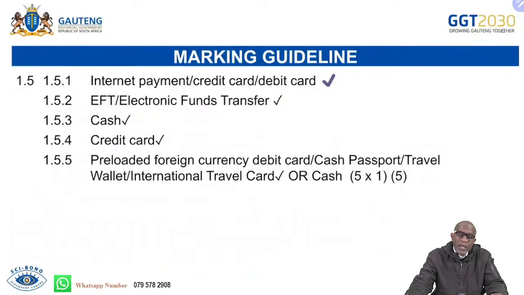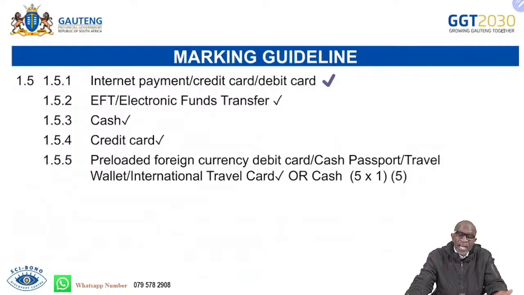Here they are. 1.5.1, internet payment for your flight. You can use internet payment or a credit card or a debit card. 1.5.2, you can use an EFT or electronic funds transfer. 1.5.3, when you take a taxi from Heathrow Airport to your hotel, you can use cash.